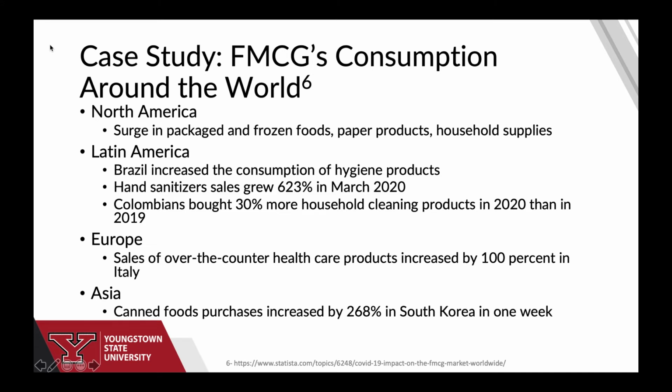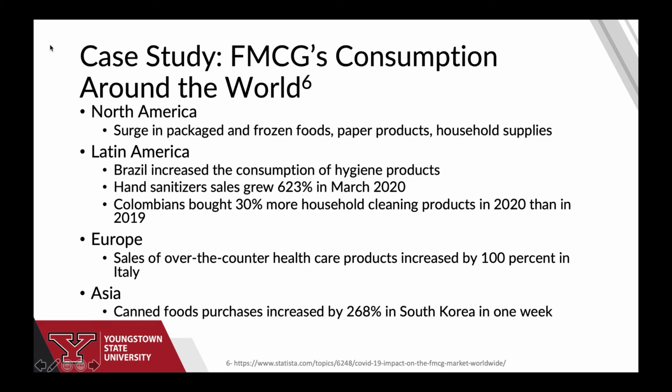So the consumption around the world also varied and also had its own effects. In North America, there was a big surge in packaged and frozen foods, paper products such as toilet paper and hand towels, as well as household supplies such as cleaning products. There was a limit on Kleenex tissues at one point. Additionally, with Clorox wipes, there was a limit on how many you could buy at a certain store.